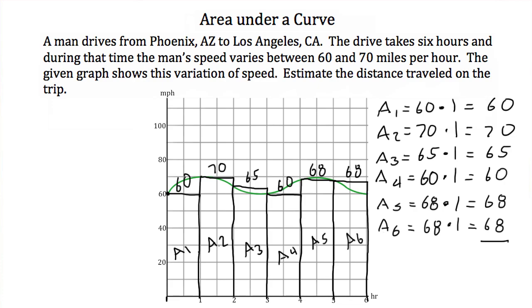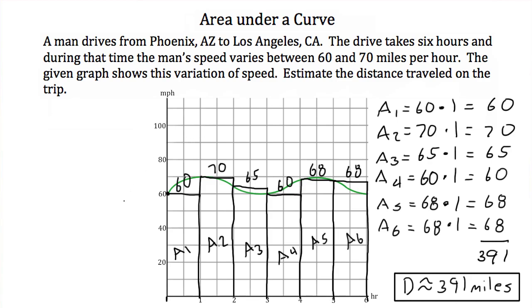If we add up the areas for all of these 6 rectangles, we get 391. That means the distance between Phoenix and Los Angeles is approximately 391 miles. If you did an internet search for the distance between Phoenix and Los Angeles, it's approximated at 357 miles. So our approximation is a little bit off, but it's actually pretty close.